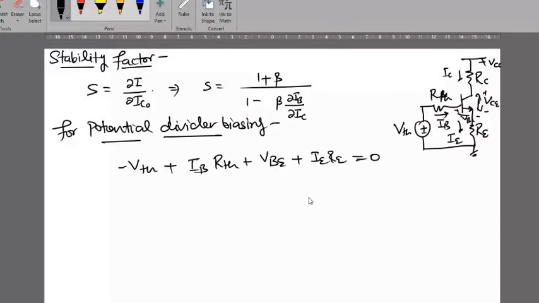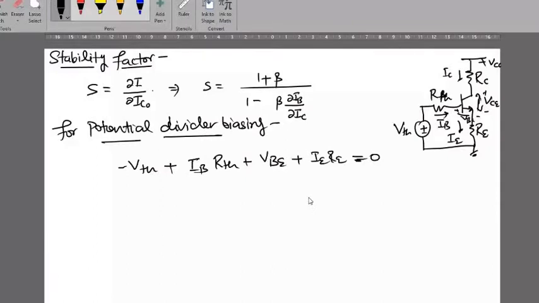I was having the circuit in my brain, so that's why I wrote this equation directly. You should also do a similar kind of exercise: without drawing the circuit on your copy, start writing equations directly. If you are able to do that, you can think of yourself as an expert of a particular biasing and related circuits.